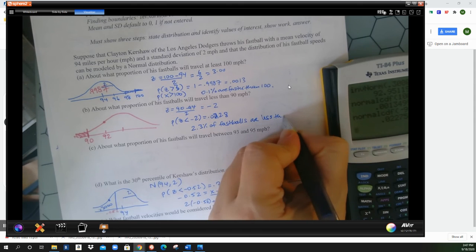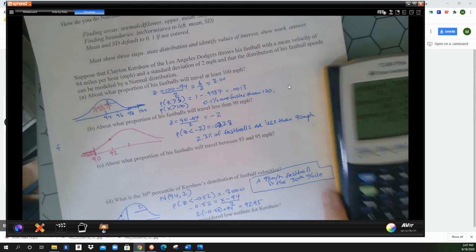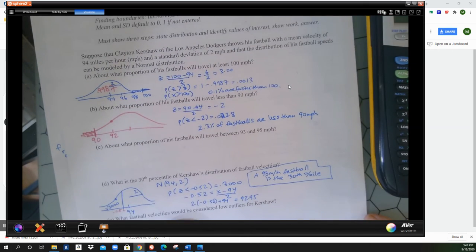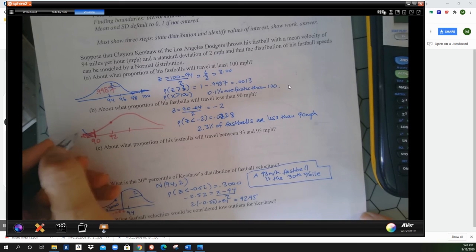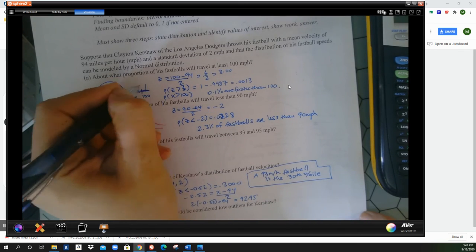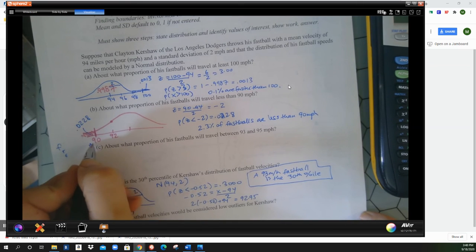less than 90. The deal is, if you're not sure what you're being asked to do or how to do it, doing this is tricky because you got to figure out your boundaries and you got to get the communication part right. So be very careful. Right, that was a 0.0228. I did not actually put my final answer on here. That's a concern. All right, the z-score here was negative 2.